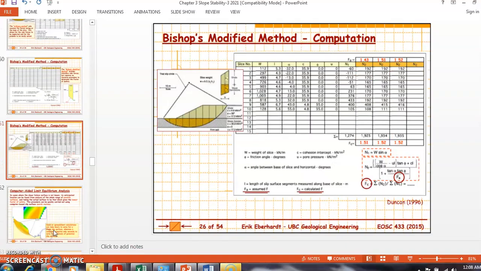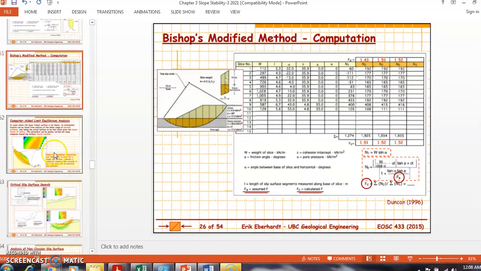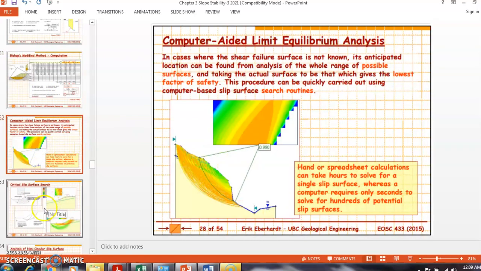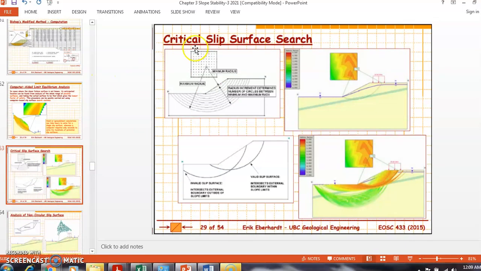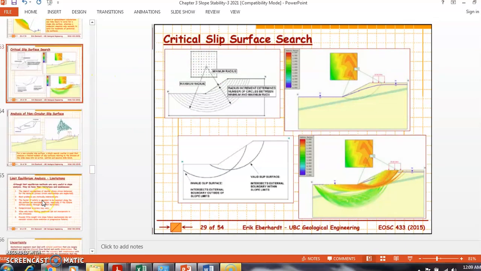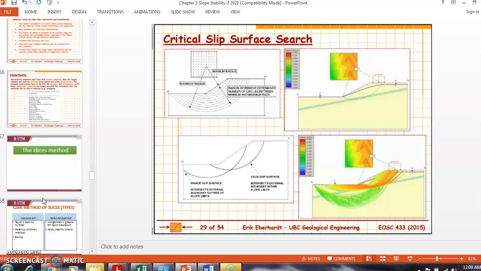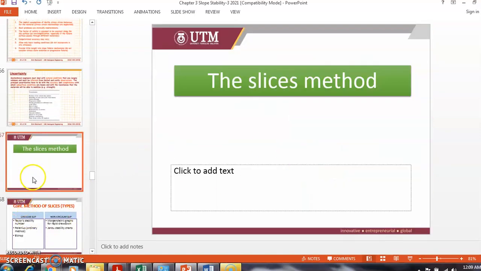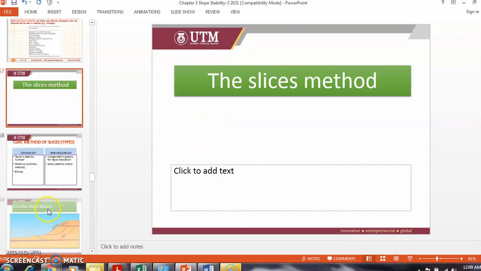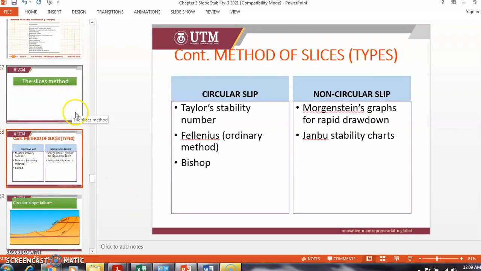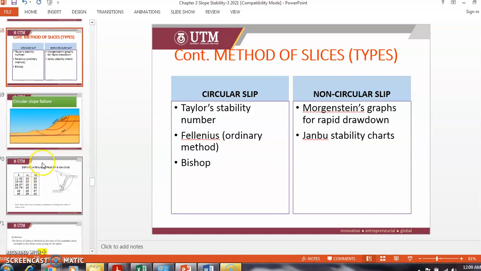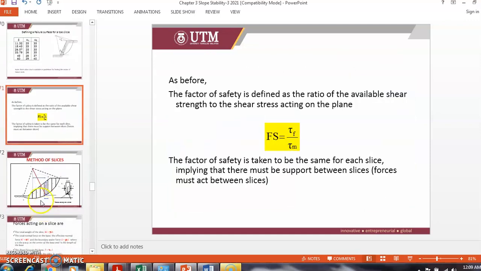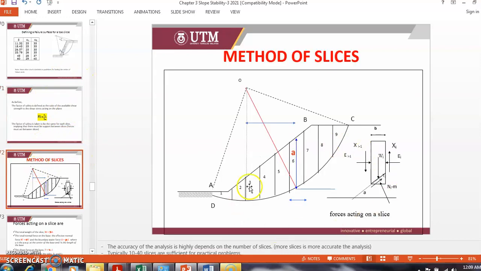Okay, so let me go quite fast. You can have a Bishop modified method, Fellenius. We can also have a computer aided limit equilibrium and so on. But for our course, here we will cover, I think, Fellenius, Taylor also. So I skip all the slides and just go straight to the ones that we need to focus on.